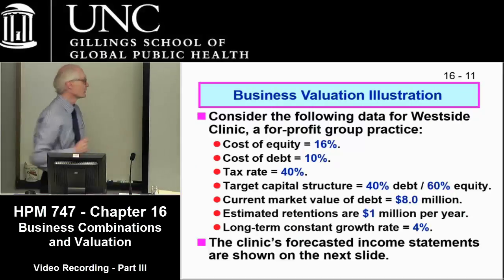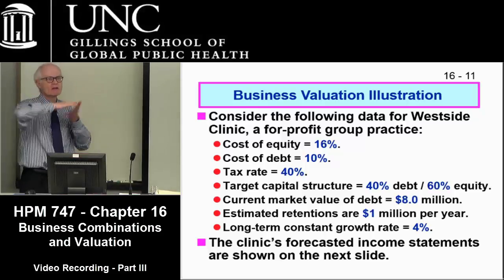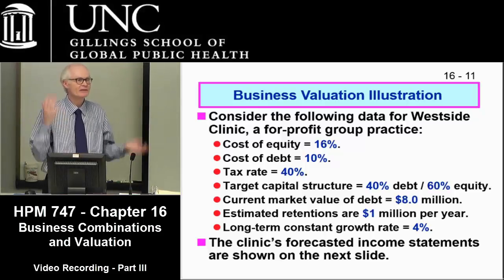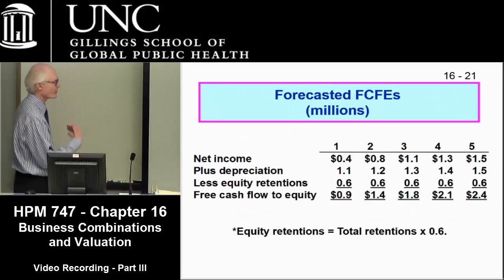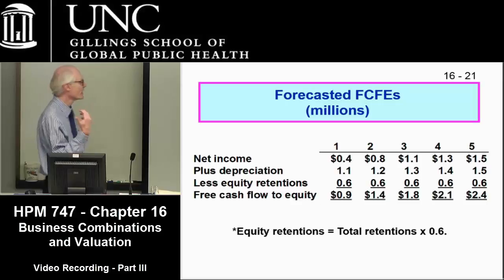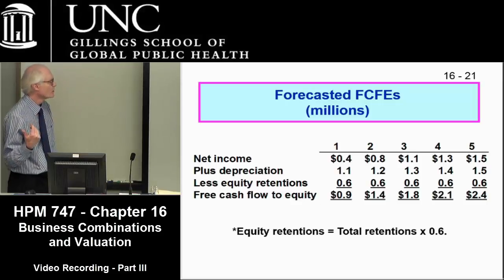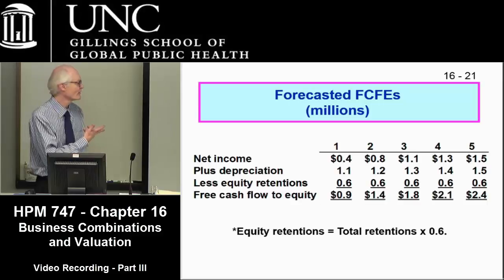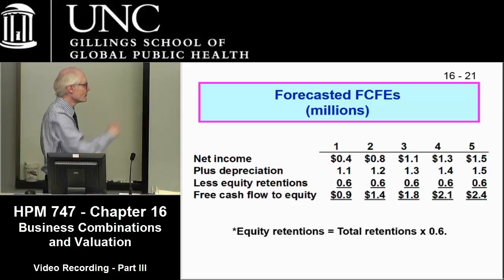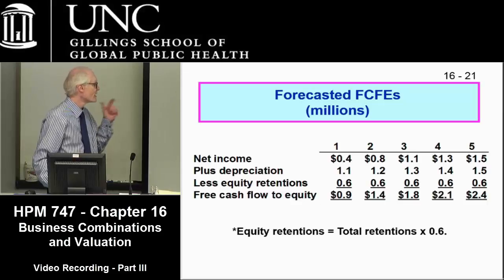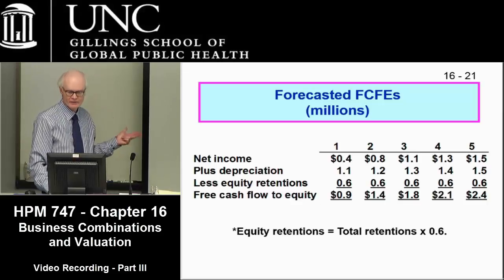Exactly. The capital structure is 40% debt, 60% equity. So that's assuming that whatever capital we're going to need over the next 5 years is going to be financed in that same proportion. So what we're doing here is taking the equity retentions we estimate are going to be $1 million a year in capital to keep the place going. 60% of that, or $600,000, will be financed by equity. $400,000 will be by debt. So the free cash flow to equity holders are those numbers there: the net income plus the depreciation minus the retentions that are going to be financed by equity.